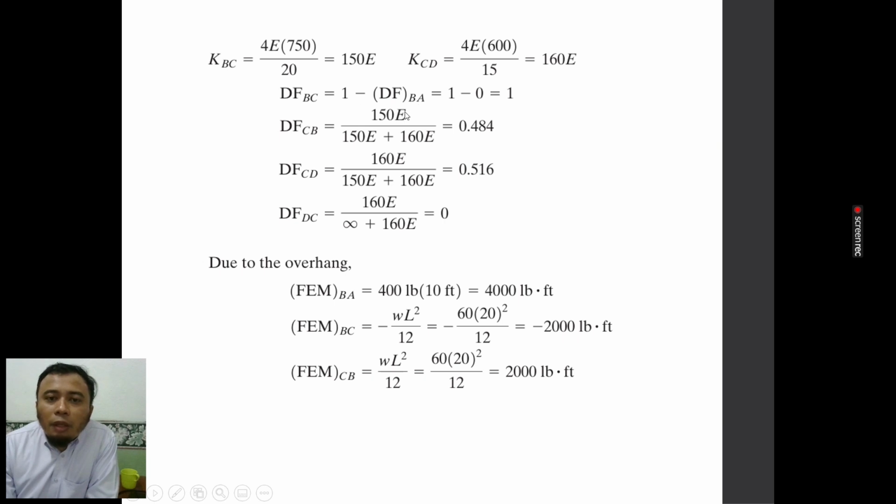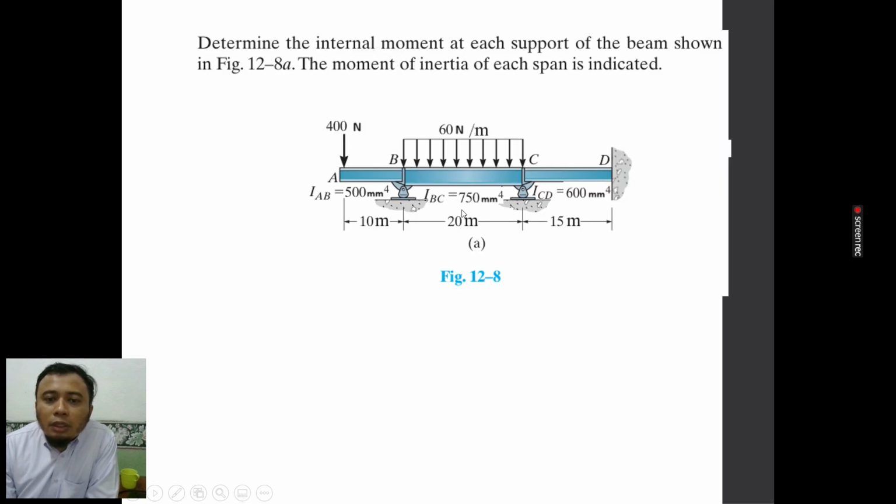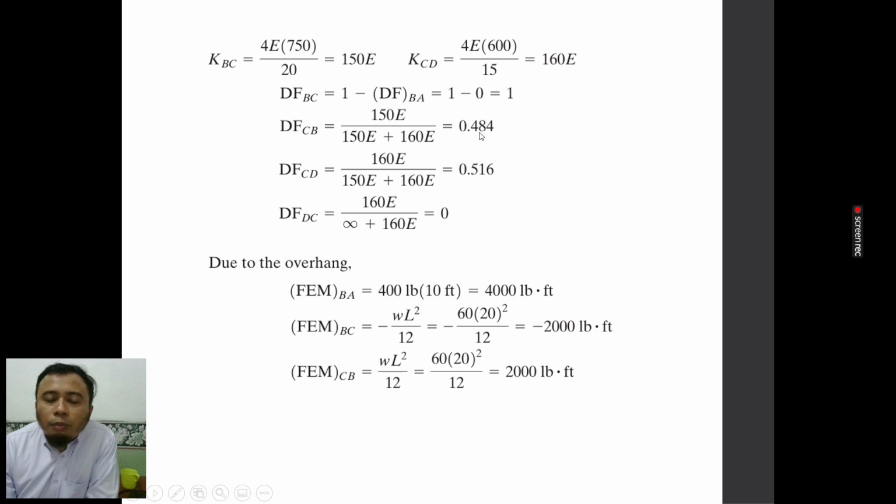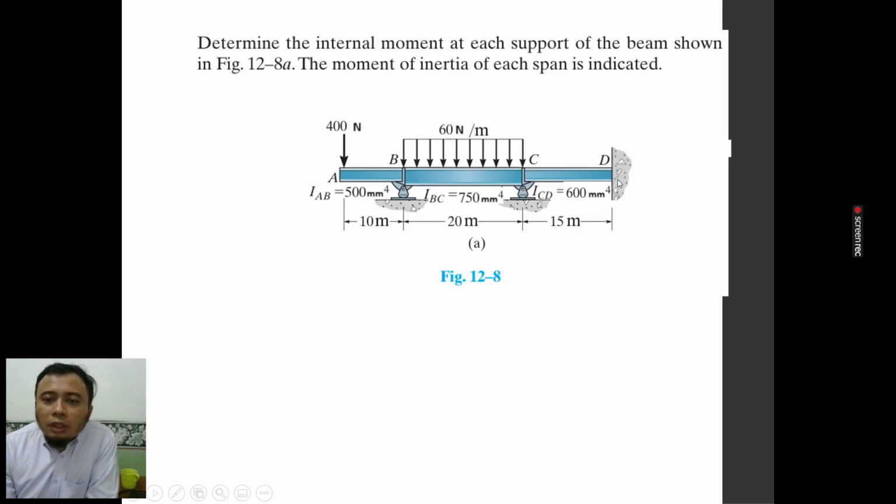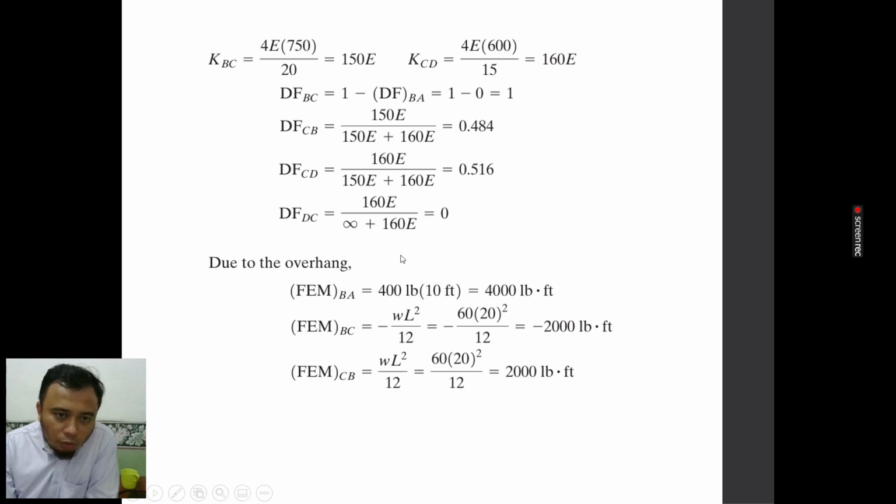So this is your K for CD, K for BC here. This is KBC, and this is your KCD, 160E. So distribution factor from C to B is 0.484. Then from C to D, which is 1 minus that, or you can also take from this, you get 0.516. So 0.516 going from C to D. Then D, as we all know, is 0 because we have a wall here. So it's 0. You can calculate also.